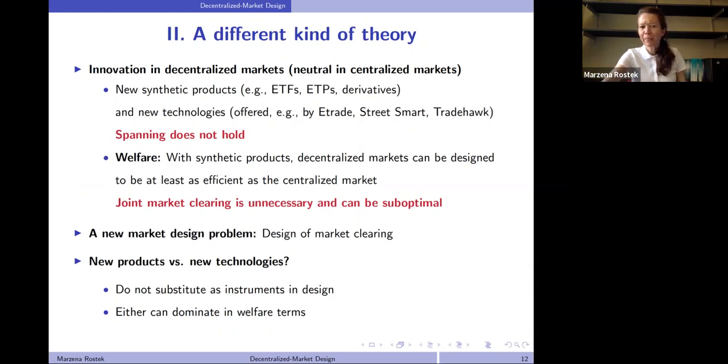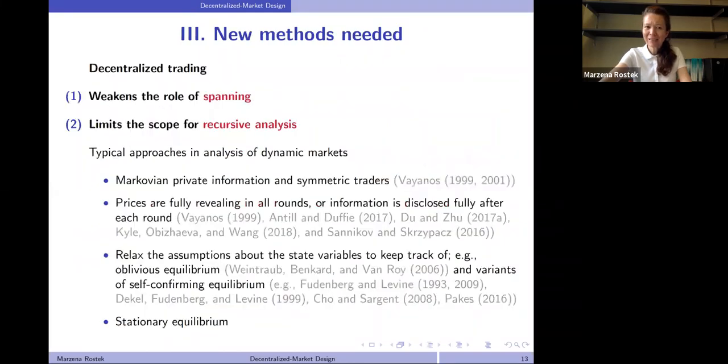Well, these are some of the innovations that become available and payoff relevant when trading is decentralized. There is so much more to understand. But in this last part, I would like to focus on why a decentralized market is going to challenge the methods we've used.